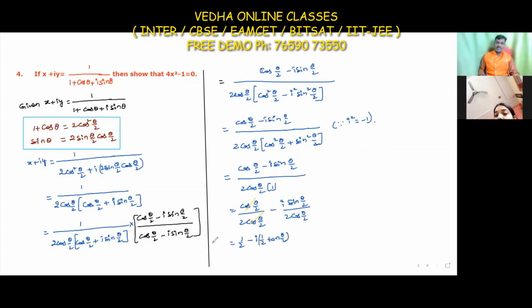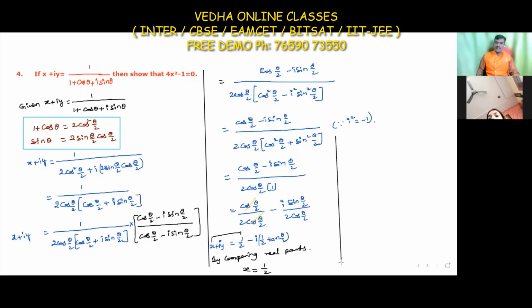This part is equal to x plus iy. On the left side we have x plus iy. Now by comparison, comparing the real part: what is the real part here? x. What is the real part here? 1 by 2. So that means x is equal to 1 by 2. The value of x is 1 by 2.